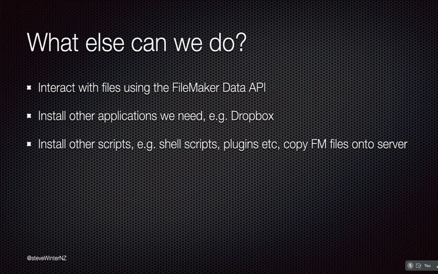We can install other scripts. We can install shell scripts. We can install plugins into the right folder. We can copy FileMaker files onto the server. The example I was mentioning before, where I'm connecting to a remote FileMaker server with the Data API, once I know what I need to do, in the playbook we close some files on the remote server, we copy those across to another server, and we reopen them on the new server. We shut the versions that are there and open them there. It's just a way that we're using for moving data files and interface files around.